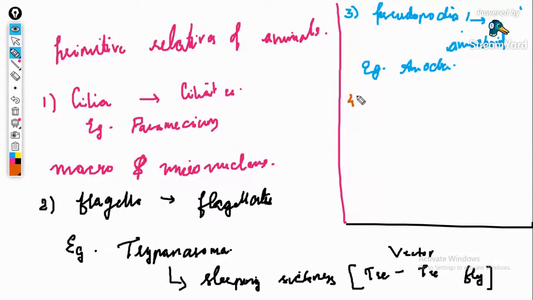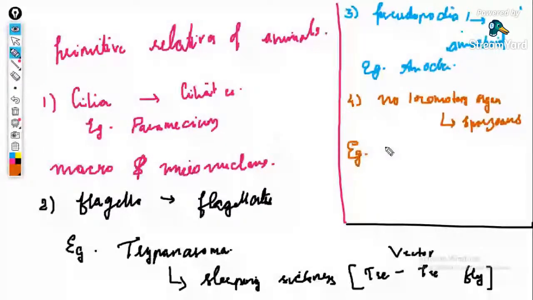Fourth point, organisms without a locomotory organ. Such organisms are known as sporozoans. Example, plasmodium. Is that clear?